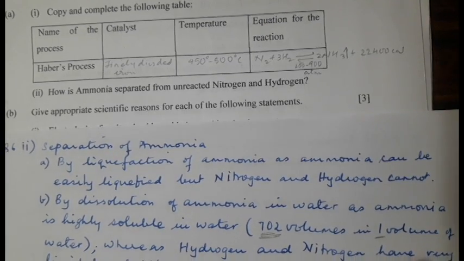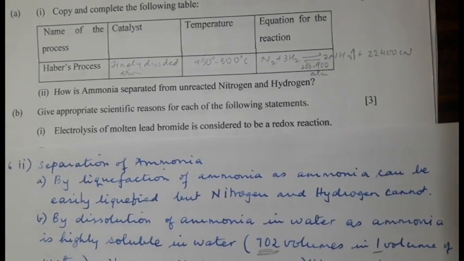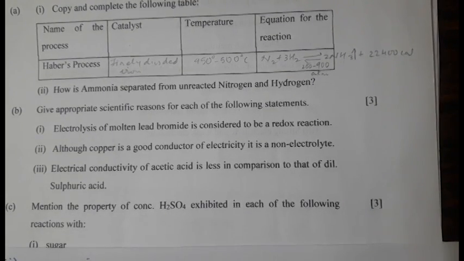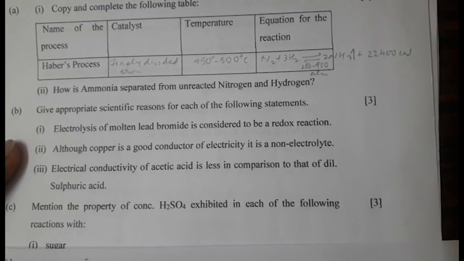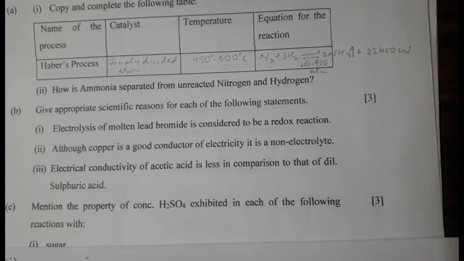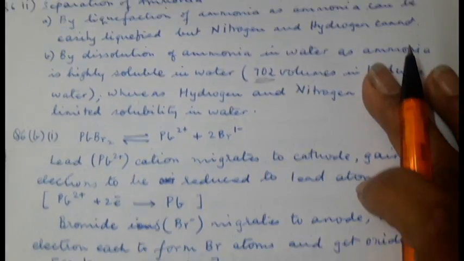We come to our next question. Your question B is, give appropriate scientific reasons for each of the following statements. And the first one reads, electrolysis of molten lead bromide is considered to be a redox reaction. And here we have the answer.